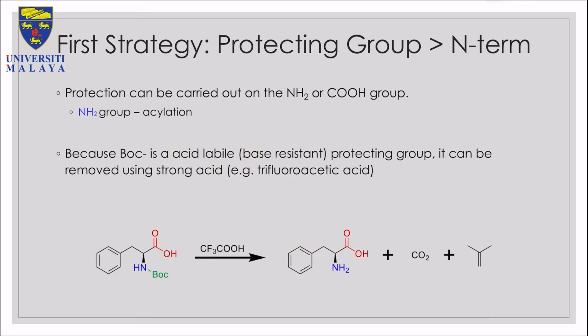Boc is acid labile and base resistant, so we need to remember this terminology. Acid labile means it will react under acidic conditions, so it will not react in base. So we call it acid labile, base resistant. It can be removed using a strong acid. So again, you have a Boc, you add a strong acid, for example trifluoroacetic acid in this case, then you get the deprotection of your amino acid. At the same time, you have effervescence of carbon dioxide and your byproduct.